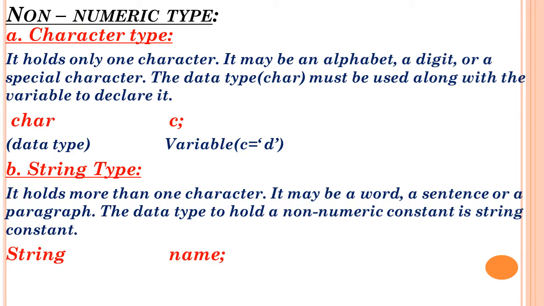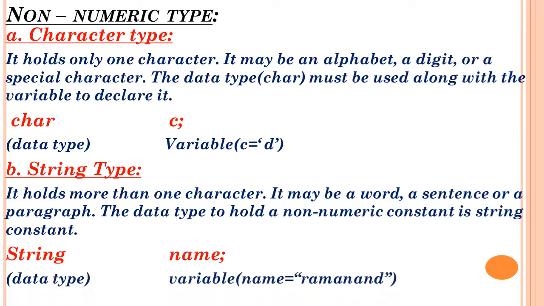String name. Here, what is the variable? name is a variable. String is the data type and name is the variable. How do you store the value in the variable name? name equals, open the double quote and write one word, or a sentence, or a paragraph. That is your wish. Afterwards, you have to close the value with the double quote. This is about the non-numeric type.